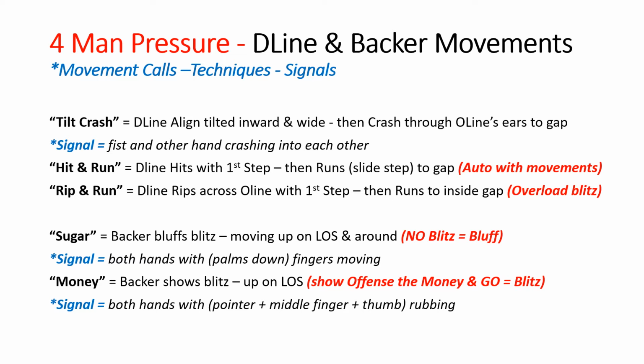And then when we use overload blitzes, we like a rip and run technique where on the first step, that D lineman is going to rip across the face of that offensive lineman and run to your inside gap, overload blitz. Again, as we said, we can do a sugar call where the backer bluffs the blitz, moving up on the line of scrimmage or around, but there is no blitz. Or we can do what we call a money call where the backer shows the blitz and then goes ahead and does it.